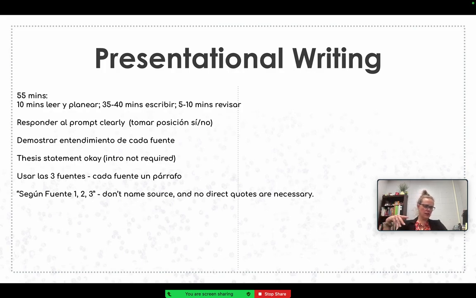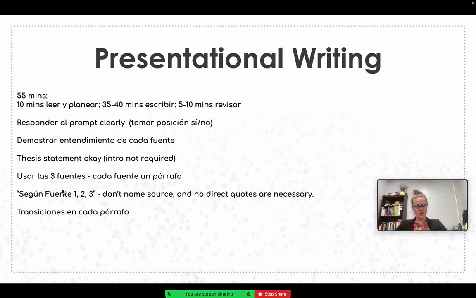You don't have to say, según el artículo escrito por María Alejandra, blah, blah, blah. No, you can just say, según fuente 1, fuente 2 nos marca o nos matiza, nos señala, right? You don't have to say more than that. And you can use direct quotes if it supports your argument, but they're not necessary. You can also just paraphrase.